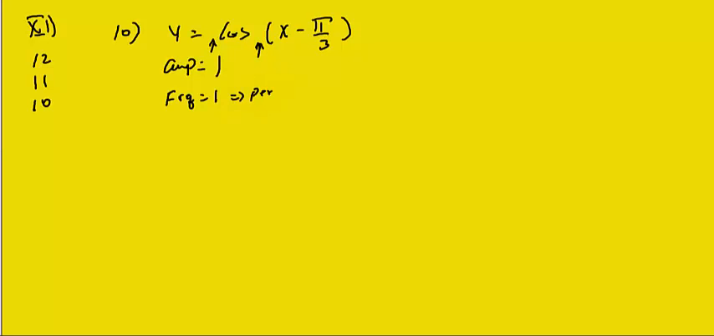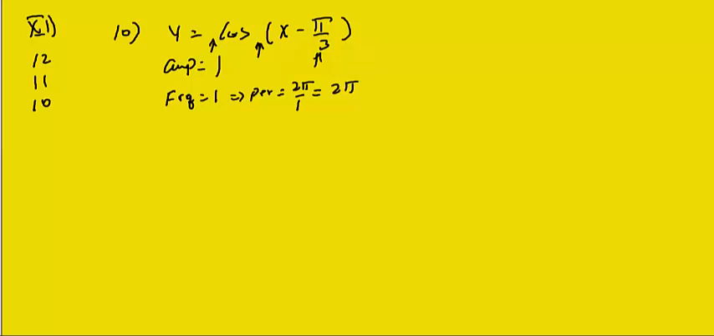Alright, let's look at 10. Okay. 10, I have a y is equal to cosine of x minus pi over 3. Okay, the amplitude, I'll write everything out for you right now, but you don't have to. Amplitude is 1 because that's 1 in the front. Okay, my frequency is 1, and because it's 1 right there. Okay, amplitude's there, frequency's there. Well, that means my period is going to be 2 pi divided by 1, which is still 2 pi.